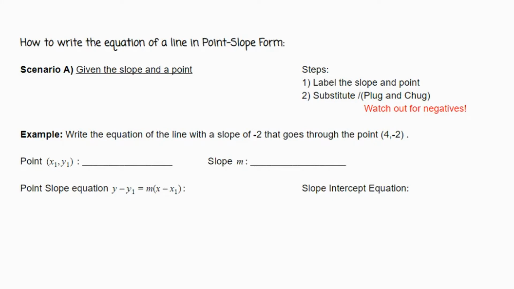Well, there are a few different scenarios, and let's look at the first one. If I give you a slope and a point, here are your steps. The first thing you're going to do is label that slope m, and label that point (x1, y1). And once you have everything labeled, the next step is just to substitute, or plug everything in, being sure to watch out for your negative numbers.